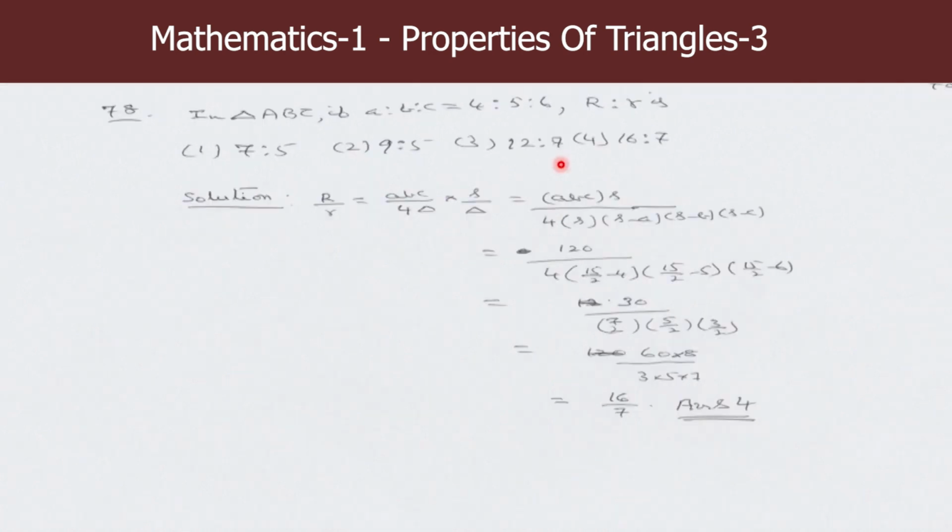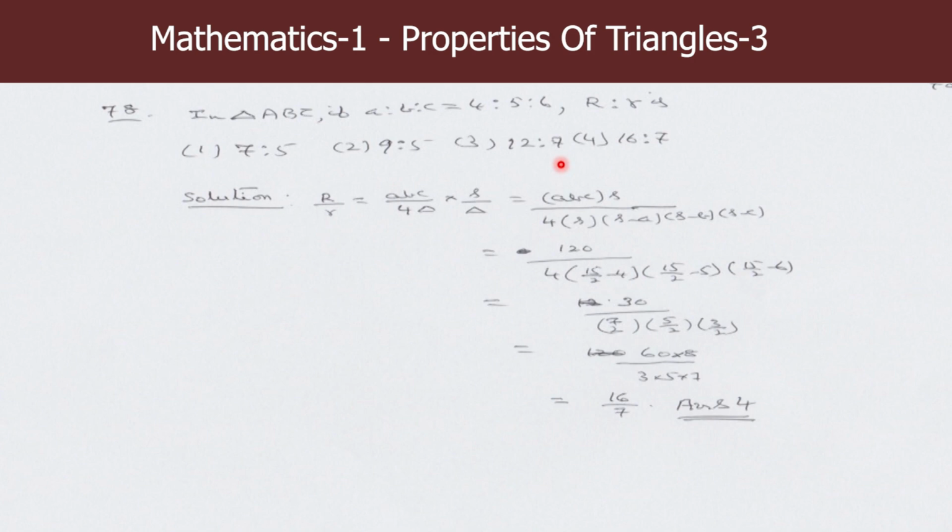78. In triangle ABC, if a : b : c is equal to 4 : 5 : 6, then capital R : small r is: 1) 7 : 5, 2) 9 : 5, 3) 12 : 7, and 4) 16 : 7.